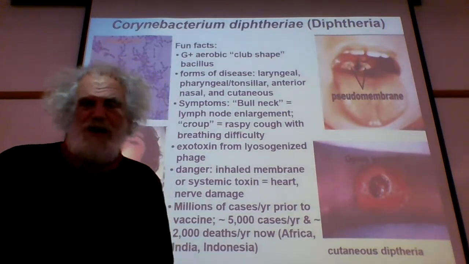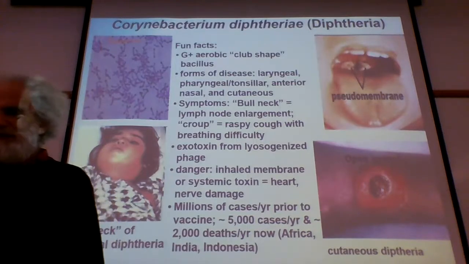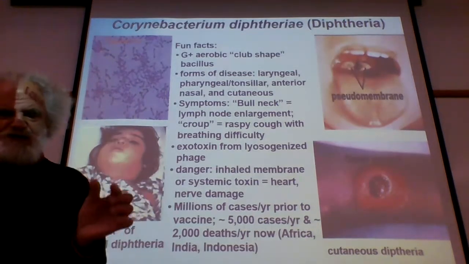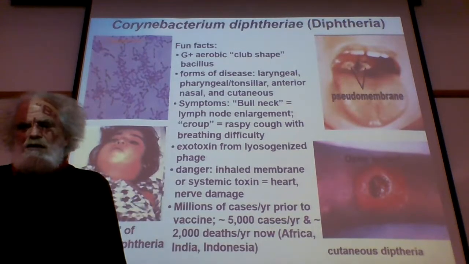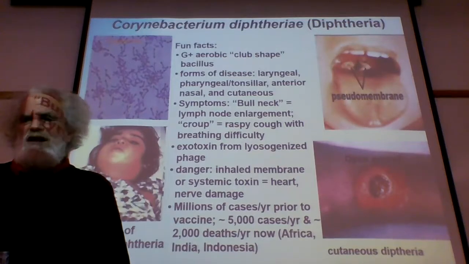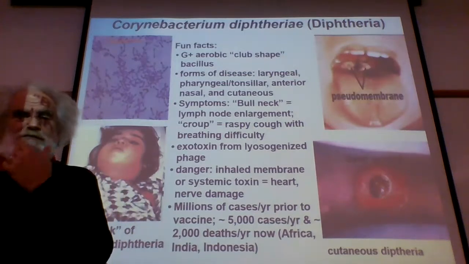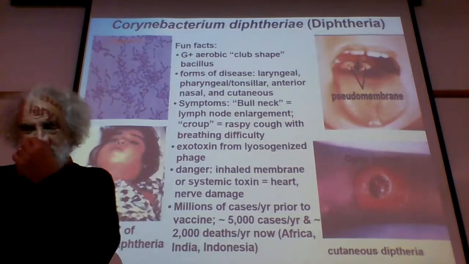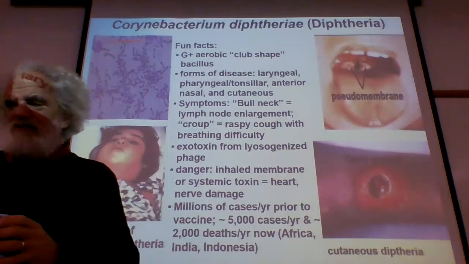Diphtheria is caused by Corynebacterium diphtheriae. A couple of interesting facts here. It is gram-positive. It's got sort of a club shape to it. It actually has a little bit of a head and then a narrowing tail. It has a number of different kinds of pathologies in that it can be in the throat, laryngeal, pharyngeal, getting further down. It also can be in the tonsils, in the anterior nasal passages and things.